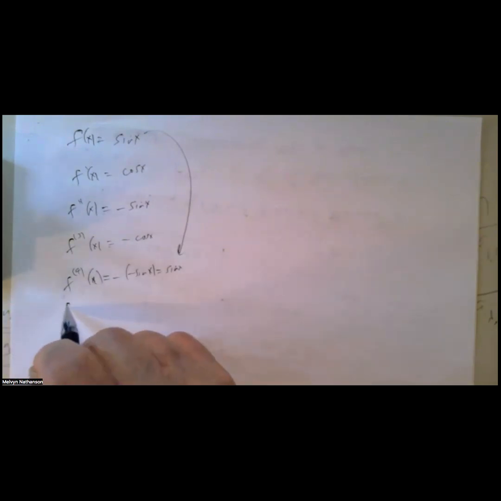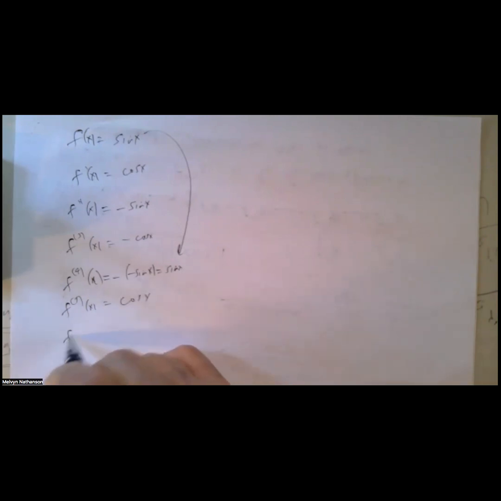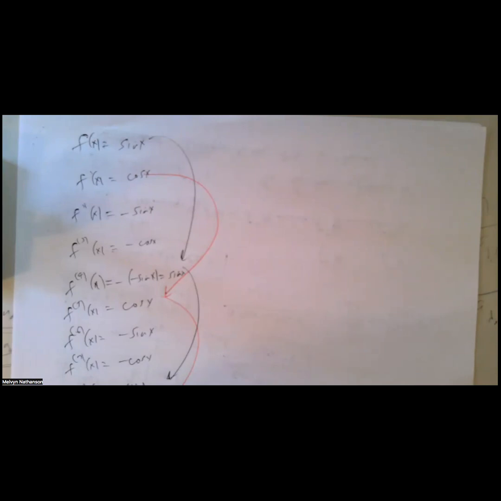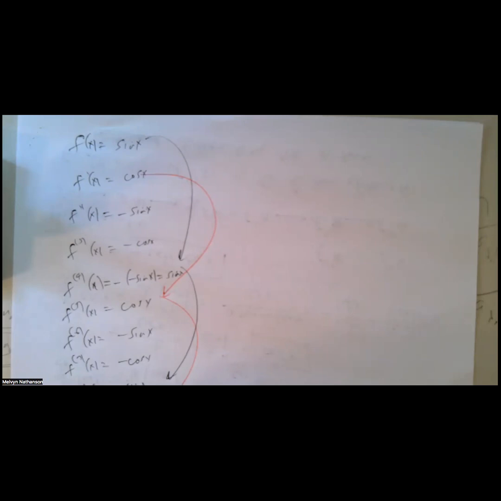So this repeats cyclically. The fifth derivative is the derivative of the sine, which is the cosine. The sixth derivative is minus the sine. The seventh derivative is minus the cosine. The eighth derivative is the sine again, right? Every 4 derivatives, this repeats. Like the first derivative is the fifth derivative. The fifth derivative would be the ninth derivative. And so on. Okay.